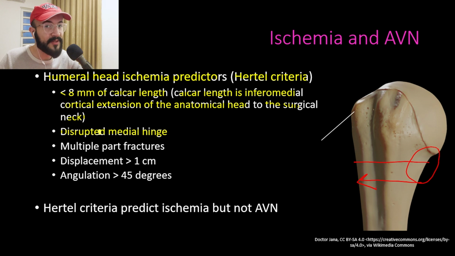Now, the humeral ischemia is also predicted if there are multiple part fractures. The higher the number of parts involved, the higher the ischemia, and ischemia is predicted if displacement is more than 1 centimeter and angulation is more than 45 degrees. And Hertel criteria predict the ischemia of the humeral head, but not the avascular necrosis.